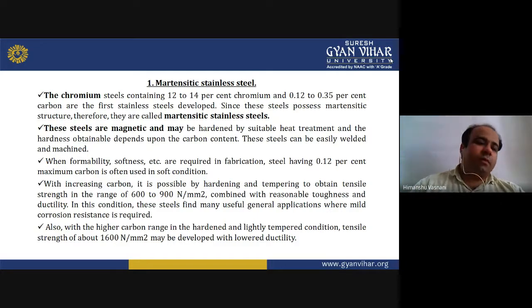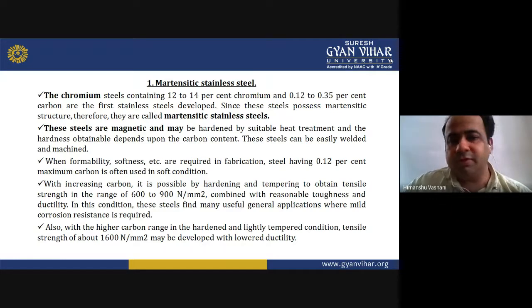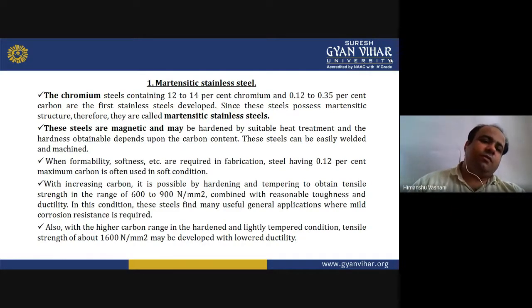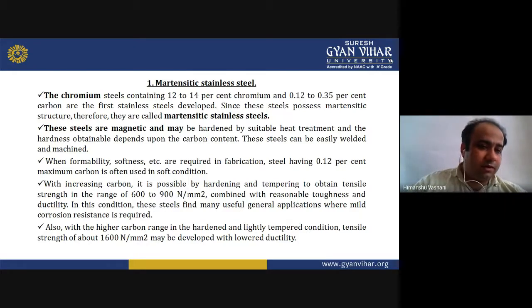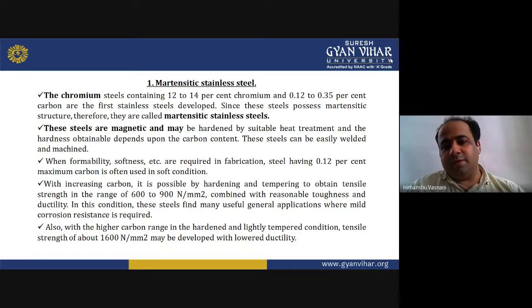Now when formability, softness, etc. are required in fabrication, steels having 0.12% maximum carbon are often used in the soft condition. You know that the presence of carbon in iron gives it its own properties. As you increase the percentage of carbon, the hardness increases, and if you have a lower percentage of carbon, then automatically there is softness. So when you require formability or softness for the fabrication process, steel having 0.12% maximum carbon is used.